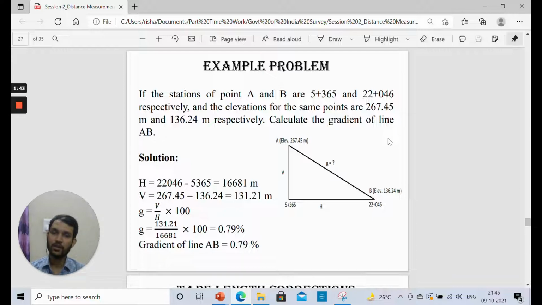This is just the magnitude, and we obviously know that the ground is falling downwards. How? Because the first point has got higher elevation and the second point has got lower elevation of 136.24. So this gradient will be with a negative sign, minus 0.79%. Okay, so this was it in this.